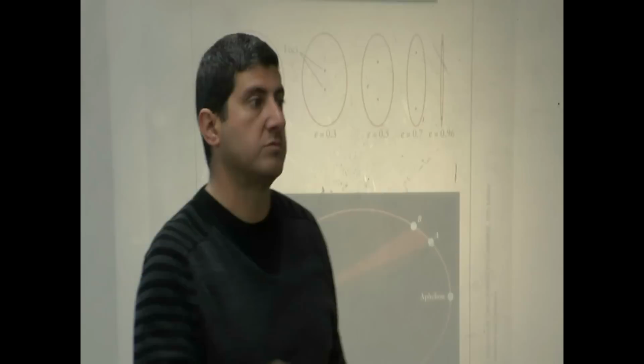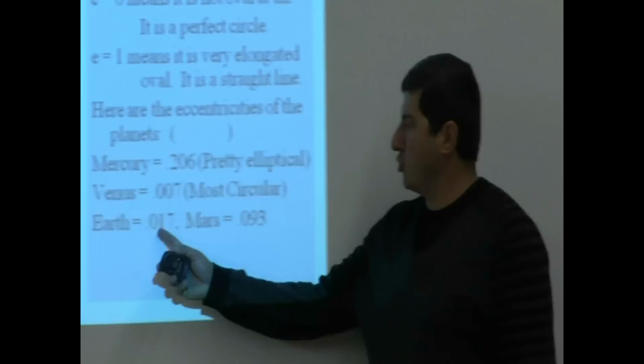Okay. Earth, 0.017. So is Earth's orbit kind of elliptical? Yeah, kind of elliptical, 0.017. Mars, 0.093, larger than Earth. And then I jump through some of them.